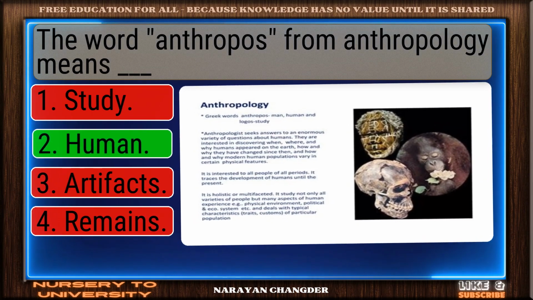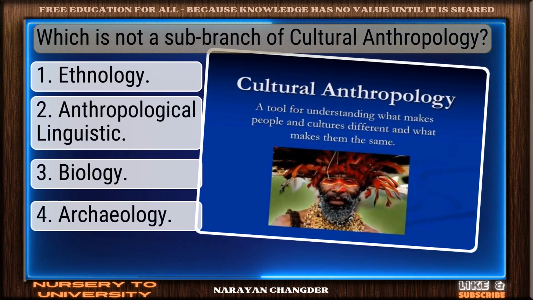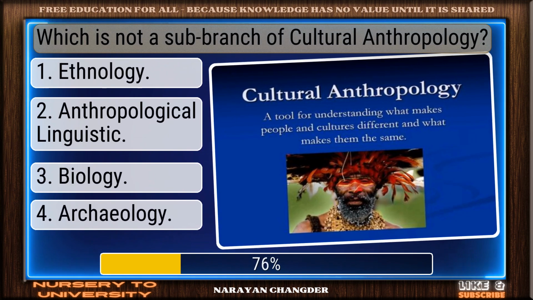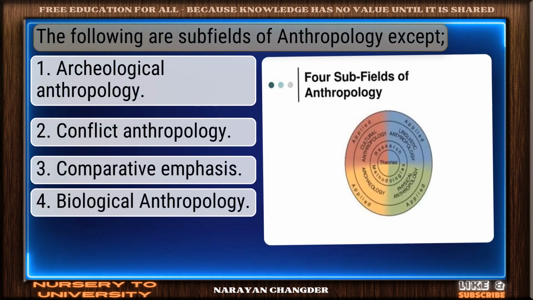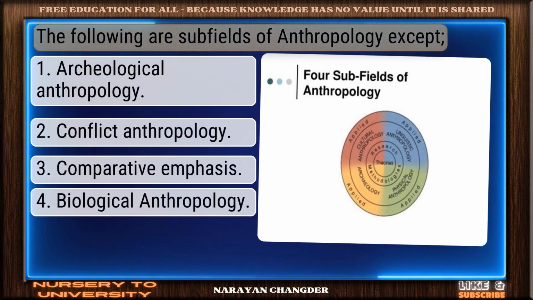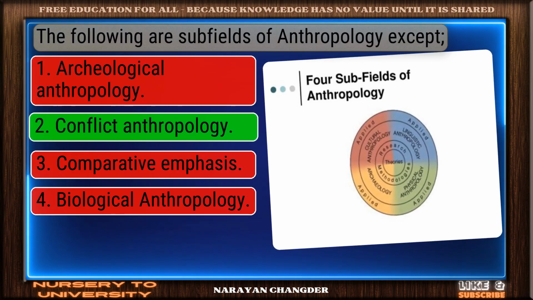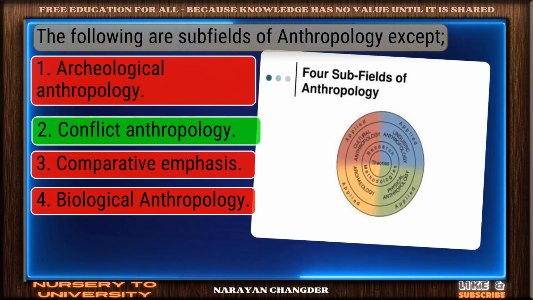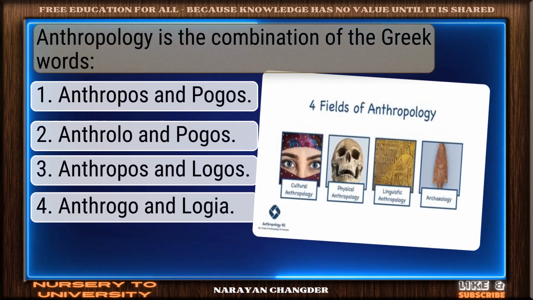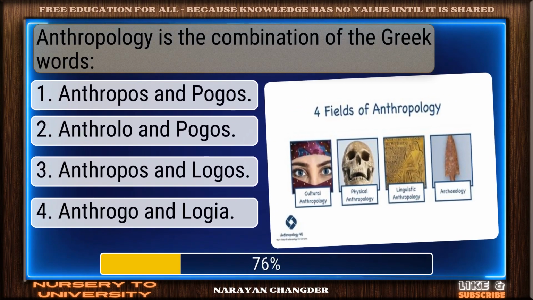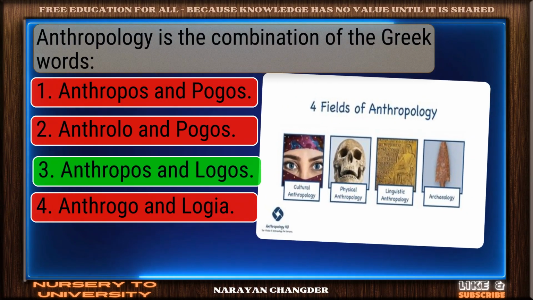Excellent. Human is a brilliant choice. Which is not a sub-branch of cultural anthropology? Nicely done. Biology is a solid answer. The following are subfields of anthropology except. Right choice. Conflict anthropology is the best answer. Anthropology is the combination of the Greek words. Well done. Anthropos and logos is the right choice.